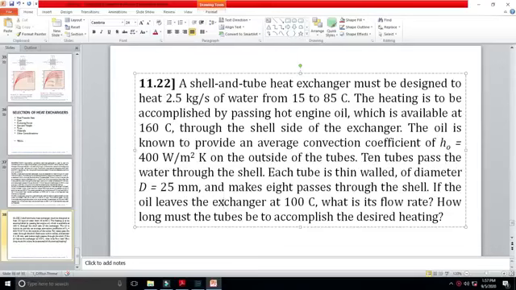Let's start solving the problems. We are starting with 1122 of our book. It says a shell and tube heat exchanger. So it is a shell and tube heat exchanger.